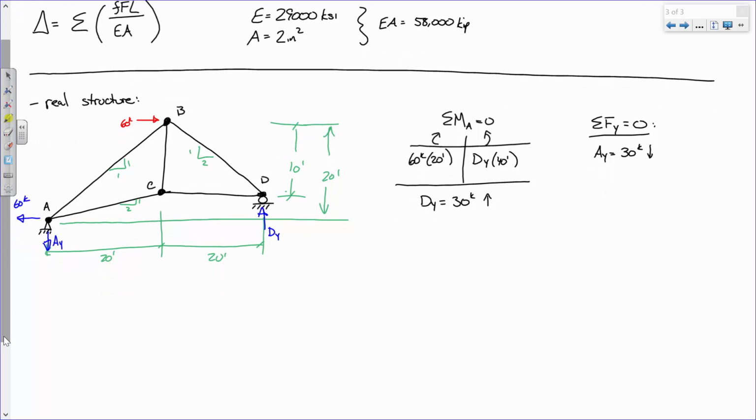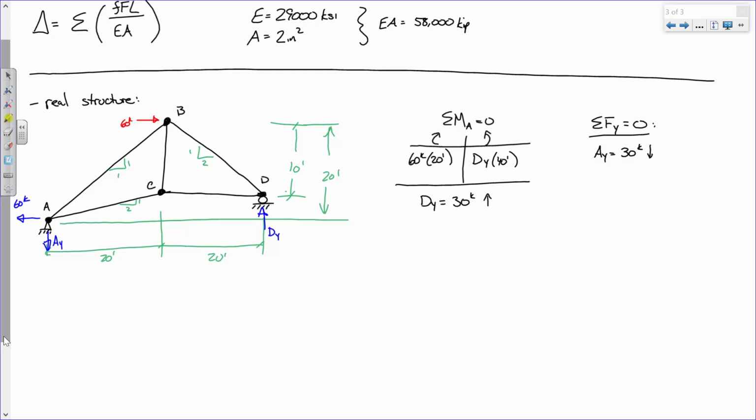Okay. Has everybody got this? All right. We have to solve. This is where I want everybody to pay attention. We have to solve the entire structure. Okay. Can we start at A? Can we do a method of joints analysis at A? We could, but there's a problem. Anybody remember what the problem is?